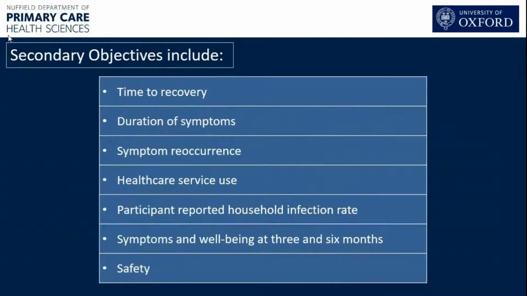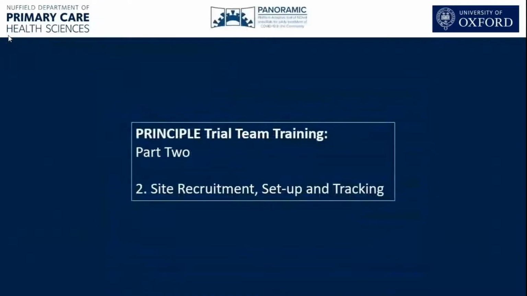We'll also be looking at some other secondary objectives, and these include the following: time to recovery, duration of symptoms, symptoms reoccurrence, healthcare service use, participant reported household infection rate, symptoms and well-being at 3 and 6 months, and safety. So part 2 will be looking at site recruitment, setup and tracking.